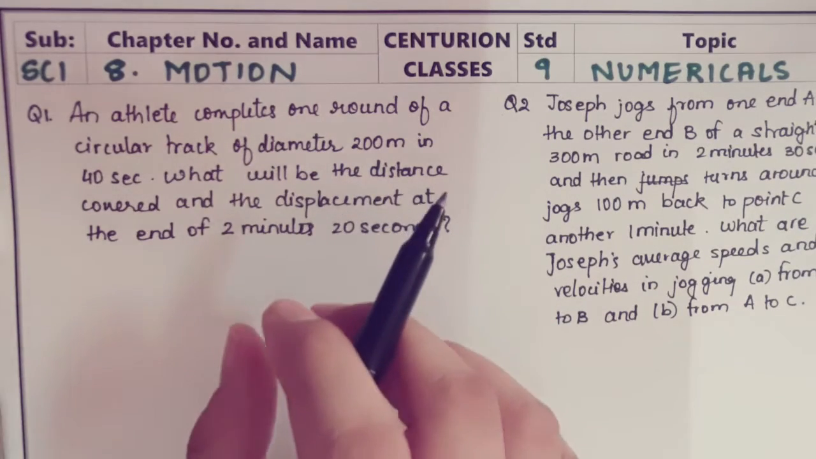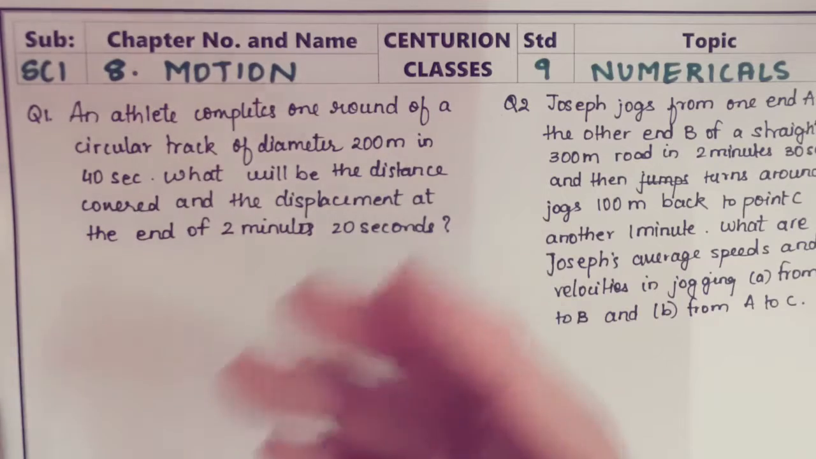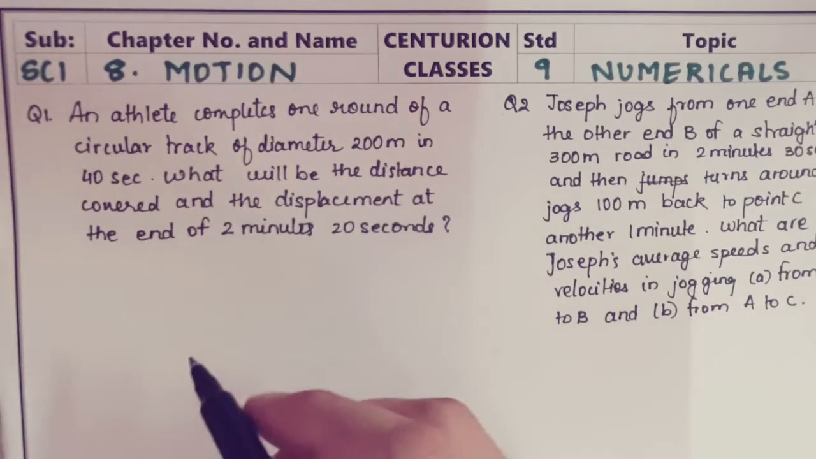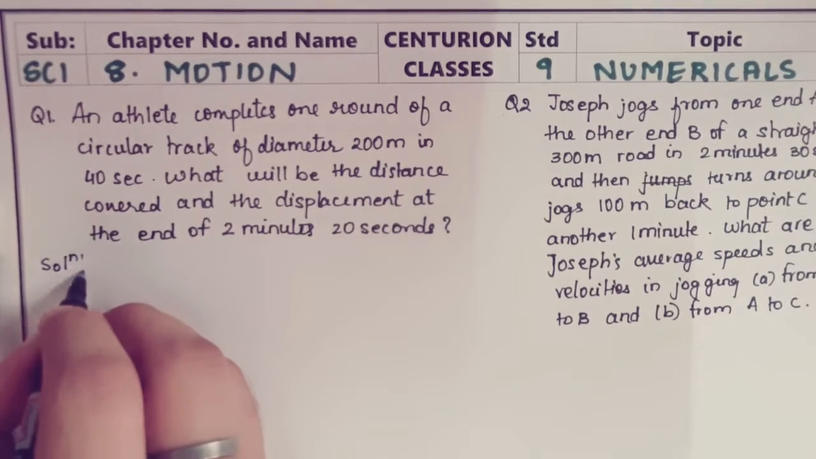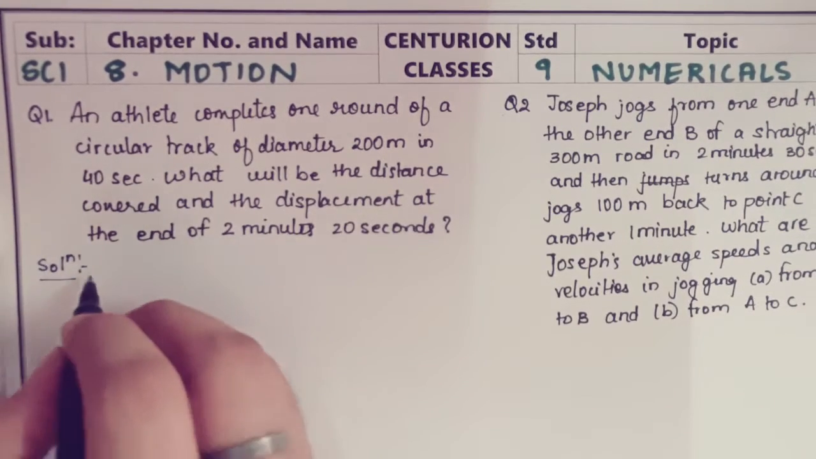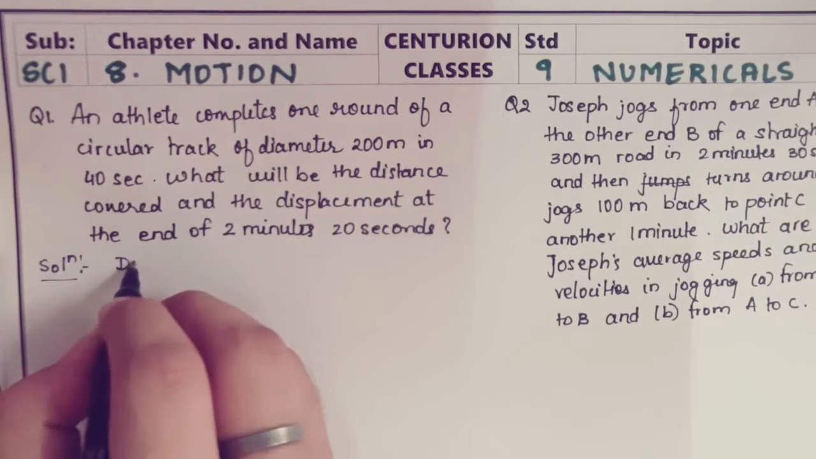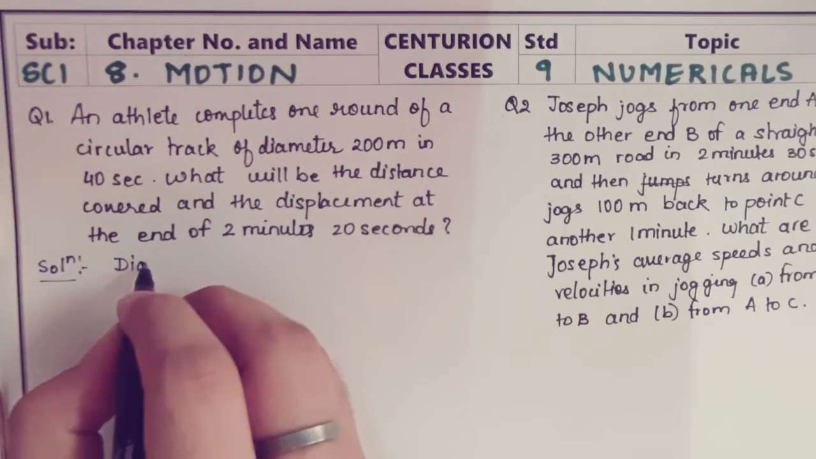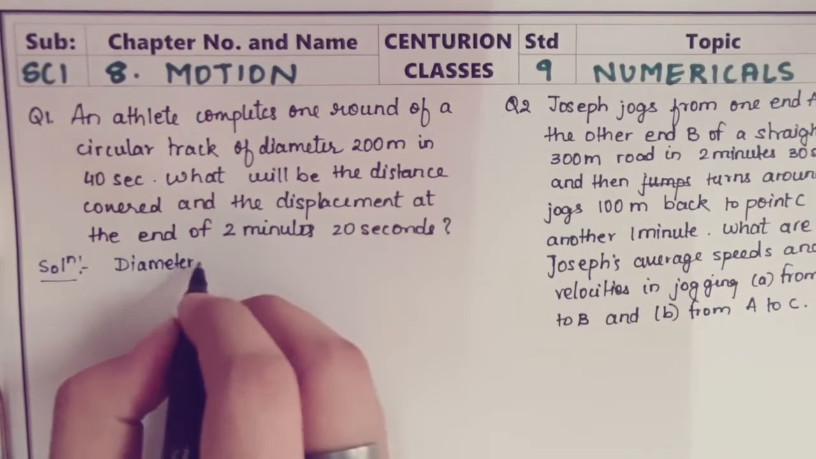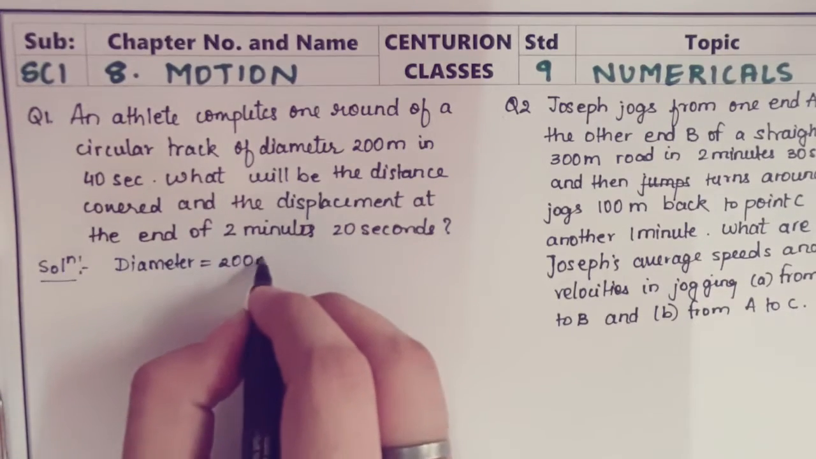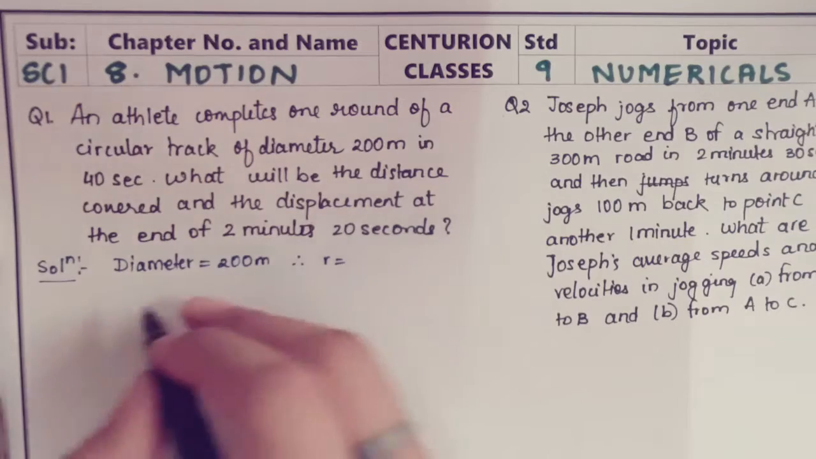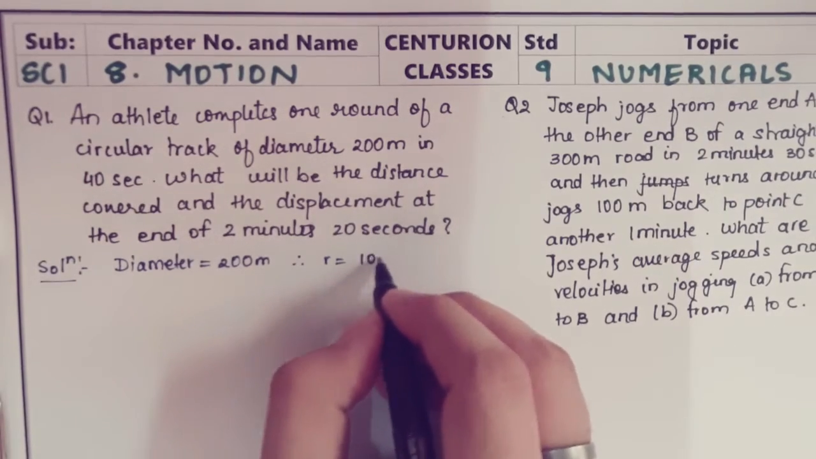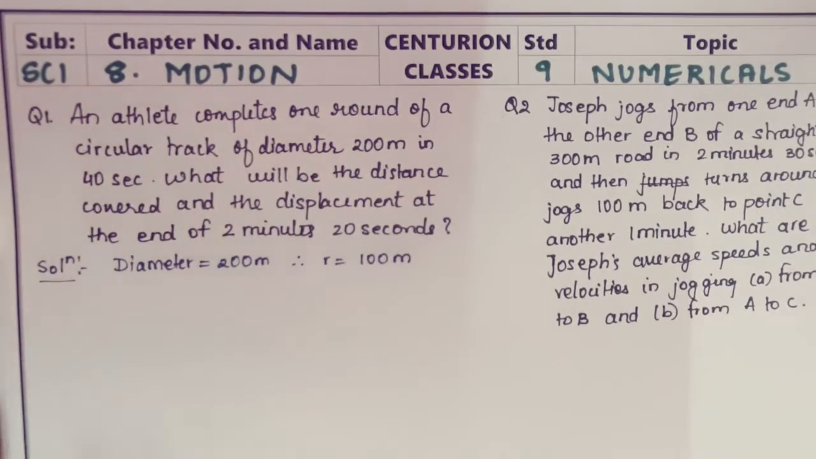Okay, but the question is not in a very straightforward manner, so we need to simplify this thing. This is a very simple sum, so let us solve this. Let us write down a few basic things first. Diameter is mentioned, that means we'll calculate the radius easily. So diameter is 200 meters. Therefore radius is what? Half of the diameter, so radius will be 100 meters. Straight away I'm writing like this.